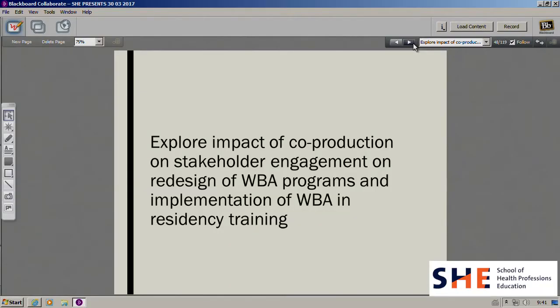So the aim of this research is to explore the impact of co-production on stakeholder engagement, on the redesign of workplace-based assessment programs, and the implementation in residency training programs.